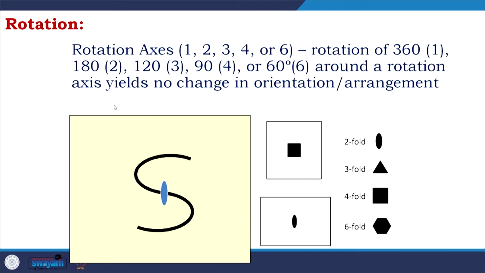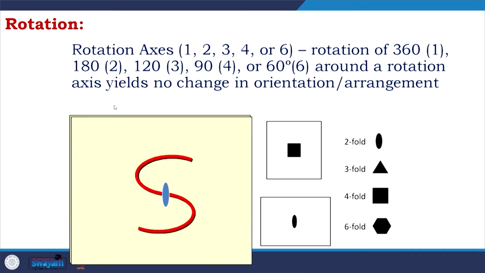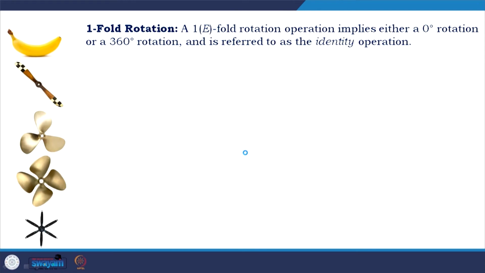Rotation of 360 degree, 180 degree, 120 degree, 90 degree or 60 degree around a rotation axis yields no change in orientation or arrangement. As I talked about, if you see here, you are rotating, you are further rotating. So, this is called rotational axis. You will understand more if you look at here.